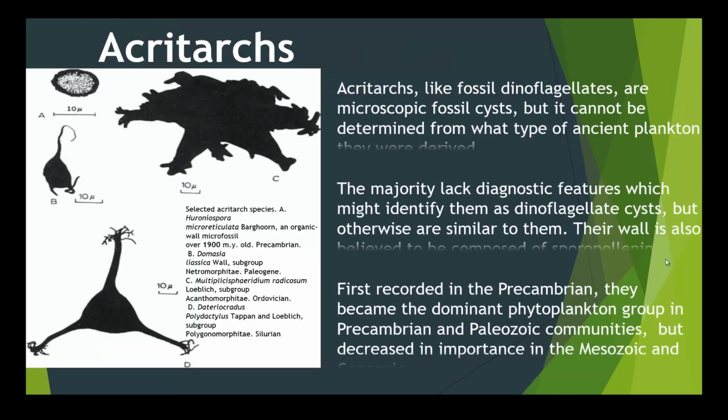Acritarchs, like fossil dinoflagellates, are microscopic fossil cysts, but it cannot be determined from what type of ancient plankton they were derived. The majority of acritarchs lack diagnostic features which might identify them as dinoflagellate cysts, but otherwise they are very similar to them. Their wall is believed to be composed of sporopollenin. They were first recorded in the Precambrian. They became the dominant phytoplankton group in Precambrian and Paleozoic communities, but they decreased in importance during the Mesozoic and Cenozoic times.